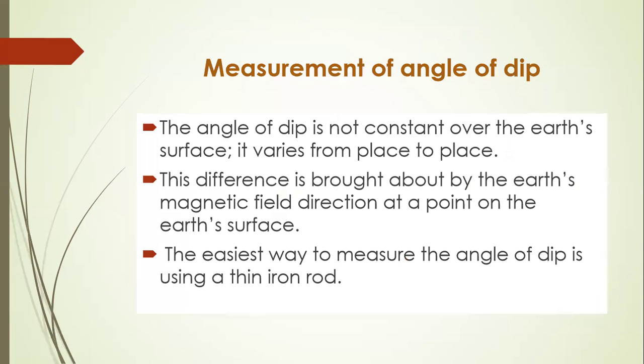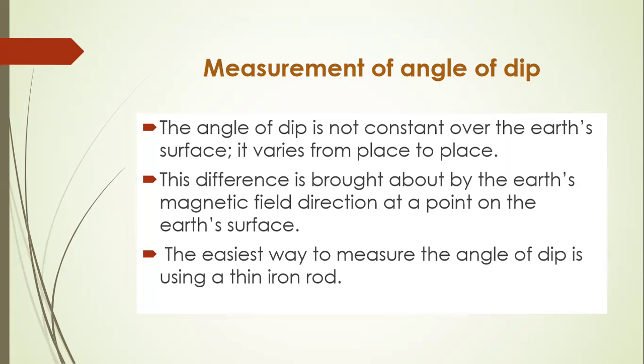Let's move on to the measurement of the angle of dip or the angle of inclination. The angle of dip is not constant over the Earth's surface. It varies from place to place. This variance is brought about by the Earth's magnetic field direction at a point on the Earth's surface. So the difference of the angle of dip within various places is caused by the Earth's magnetic field direction at a given point on the Earth's surface.